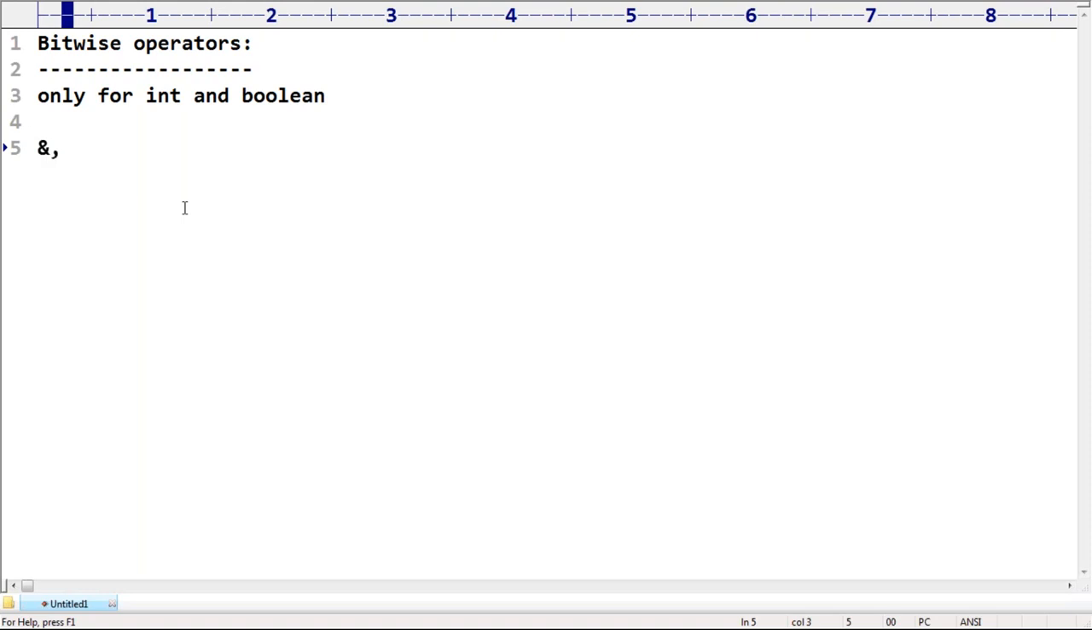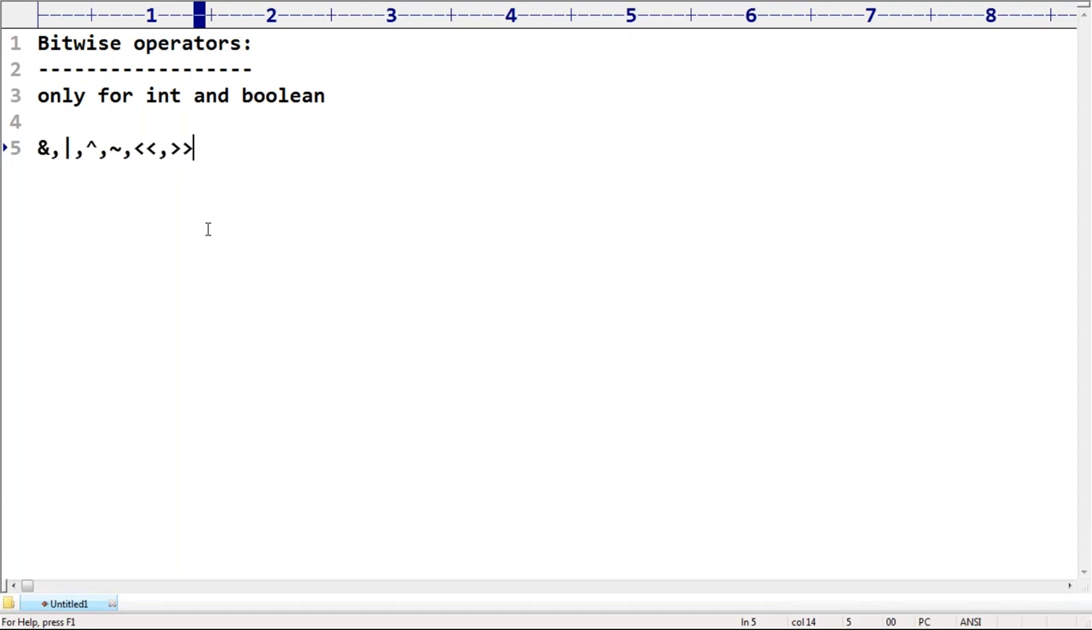Which operators are bitwise operators? The and operator, the or operator, the xor operator, the cap symbol is the xor operator. Next, the bitwise complement operator, and next, the left shift and right shift operators. These are bitwise operators. Make sure you are aware clearly: it is applicable only for int and boolean. By mistake if you try to apply it for any other type, immediately you are going to get an error.